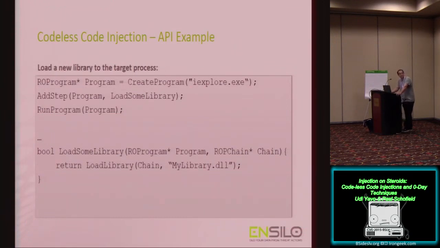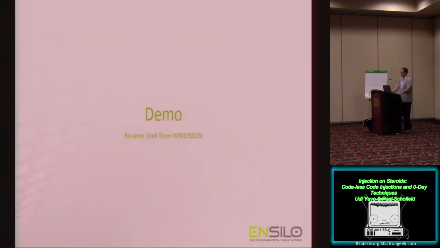Okay, so this is a very simple program that uses the API. We create a program to run in Internet Explorer. We add a new step to it, for example, to load some library and run it. And the code for loading some library is just do load library, add it to the ROP chain, and load some DLL. So what I'm going to show right now is how this driver actually works and how it creates a reverse shell from a WinLogon process.